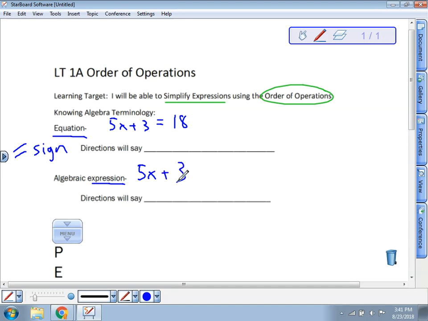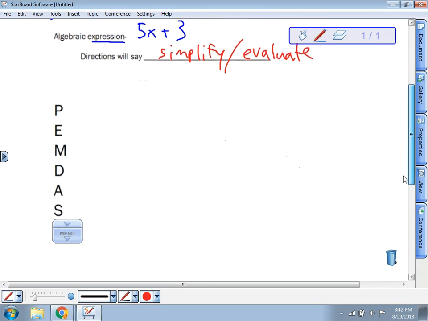For an equation, the directions will usually say solve. Whereas for an expression, the directions will say simplify, or sometimes it'll say evaluate. So those are the two big differences as we work throughout this unit. I want you guys to know that right now. So now here is the order of operations.